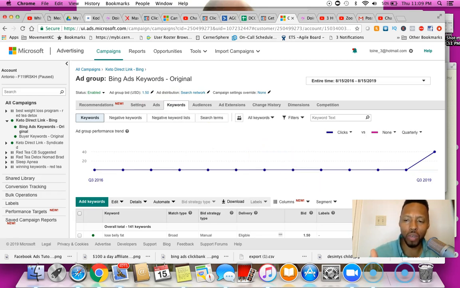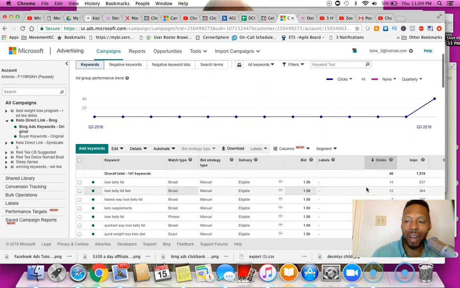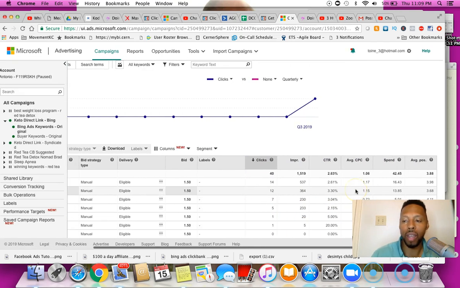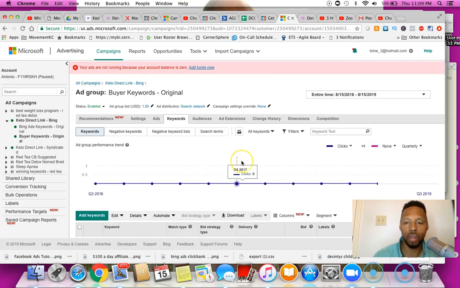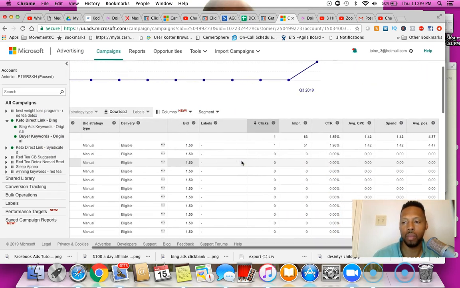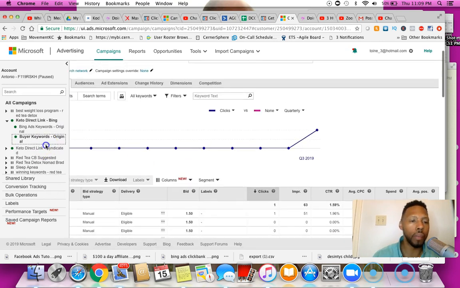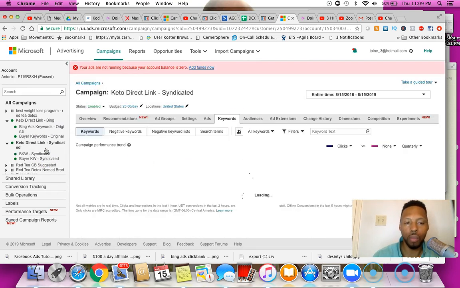Now, as it did that, if you look over here on the right hand side, you'll see average position. Pretty much anything from 2 to 4. I don't mind that. This isn't actually too bad for the Bing words. Let me see. That's position 4. Let me click syndicated words.